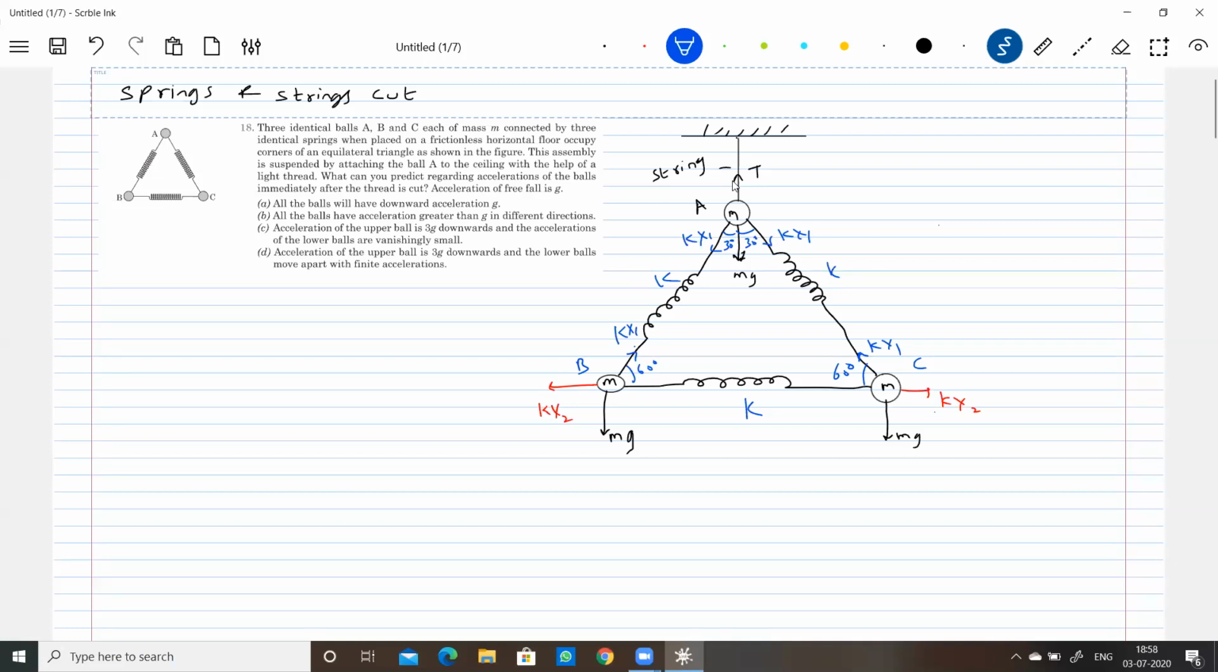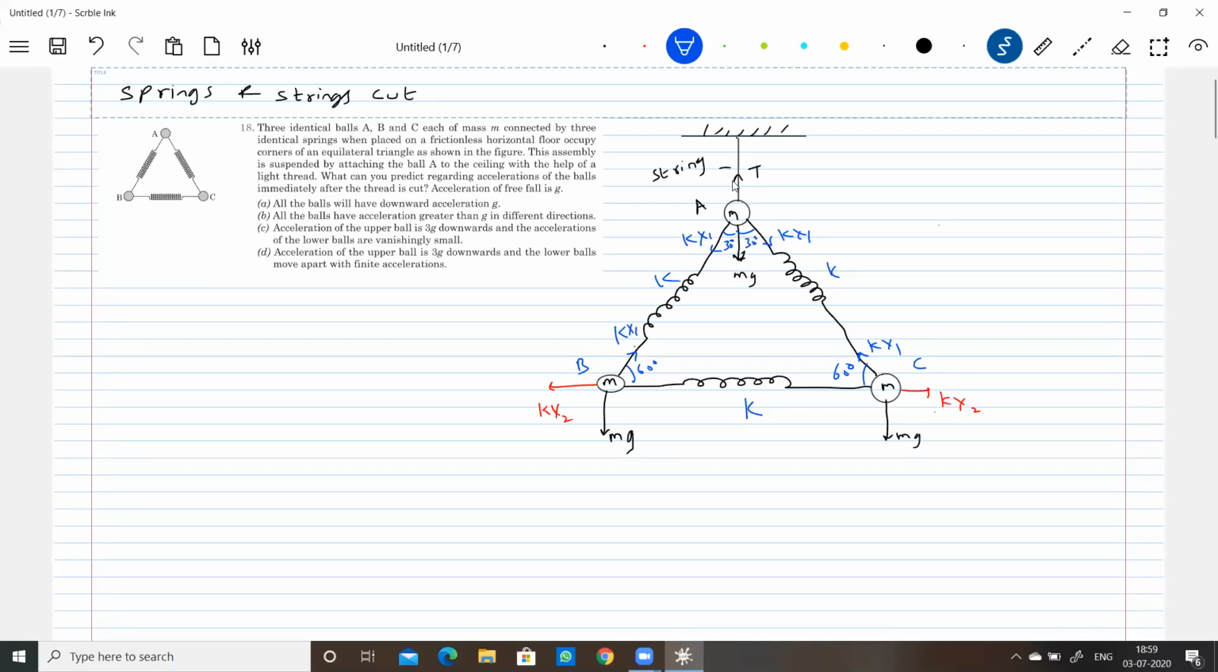Okay, now get all the things. So this is compressed. These two springs AB and BC are elongated, BC is compressed. Then only equilibrium is possible. The main purpose is this angle. So you can read the question. Corners as shown in figure. This assembly is suspended by attaching the ball A to the ceiling with the help of a light thread. What can you predict regarding acceleration of these balls immediately after the thread is cut? So it's telling that the arrangement is kept as it is, and the angle will be 60 degrees only. That's what he means to say there.